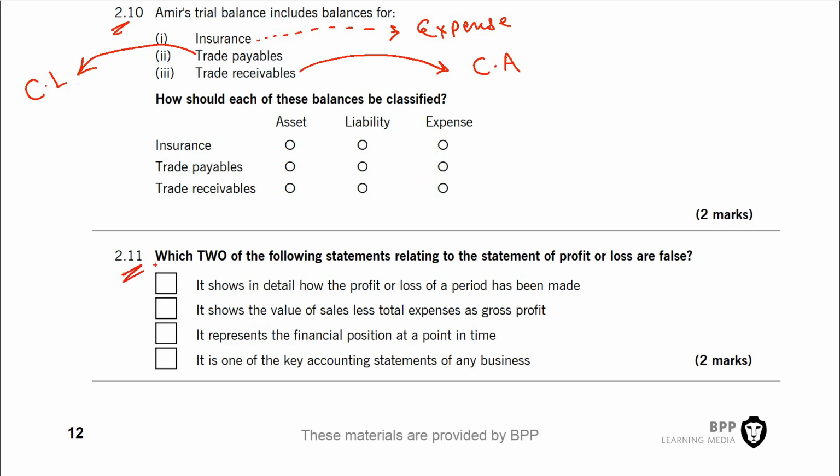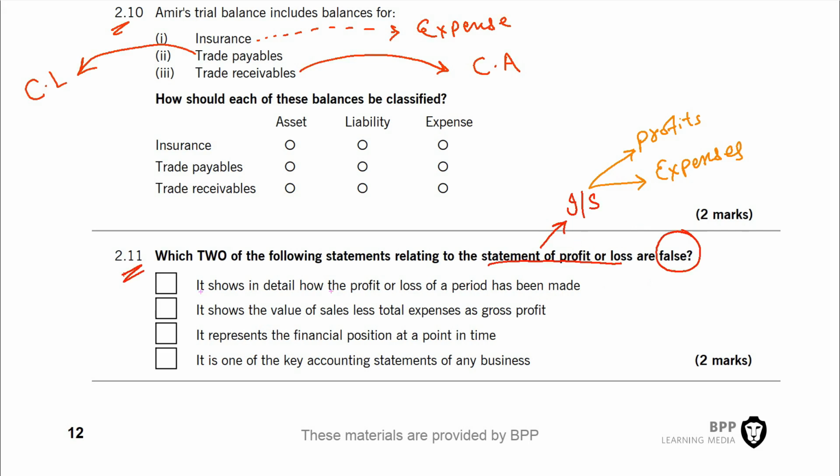Next we have question number 11. Which two of the following statements relating to the statement of profit or loss are false? This statement of profit or loss is also known as the income statement, and the income statement deals with profits and expenses. On the other hand, if we talk about the balance sheet or statement of financial position, then the statement of financial position deals with assets and liabilities. Okay, so here we have to identify two false statements about the income statement.